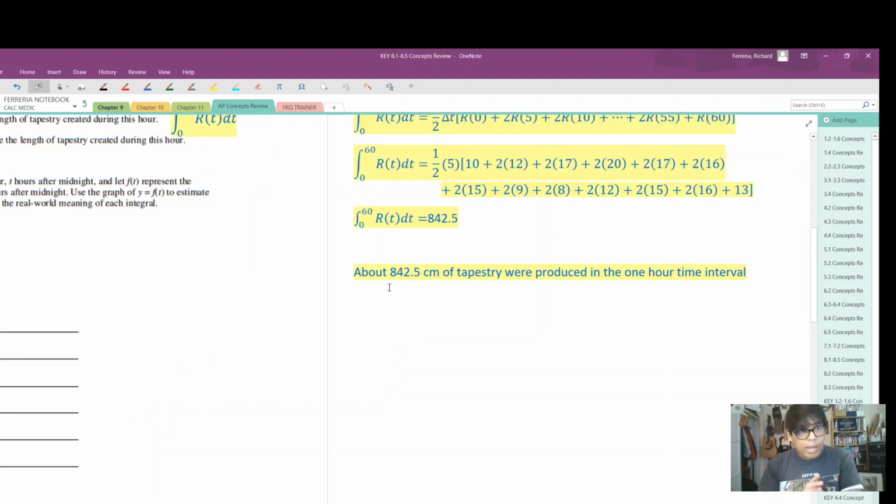Here we go, about 842.5 centimeters of tapestry reproduced in that 1 hour time period.